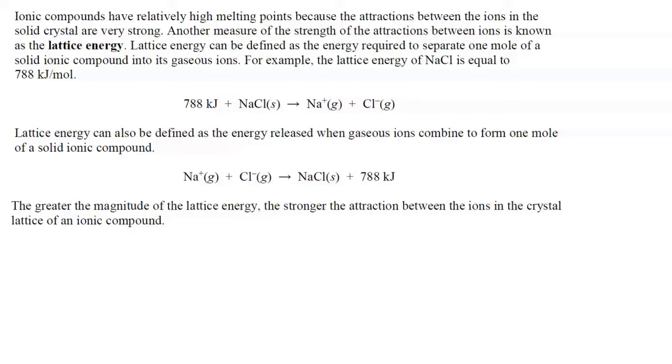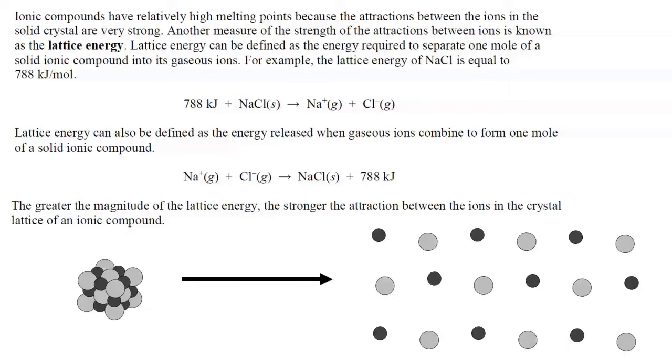Another measure of the strength of the attractions between the ions is known as the lattice energy. Now, lattice energy can be defined as the energy required to separate 1 mole of a solid ionic compound into gaseous ions. So in this particle diagram, you can see on the left, we have a solid crystal lattice of ions, and on the right, these ions have been separated from each other, and they're very far apart. So for sodium chloride, 788 kilojoules per mole is absorbed when we pull the ions apart from each other.